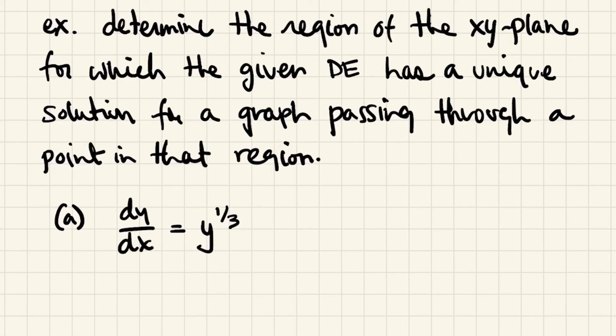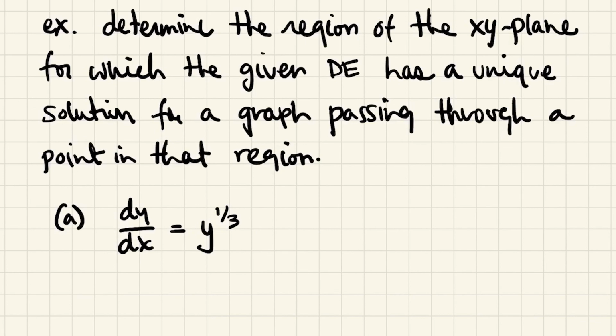What we're doing here is we're taking a differential equation, first order of course, and using the existence and uniqueness theorem, we're going to determine where in the xy plane we have points that, were we to build an initial value problem using those points, we'd be able to guarantee that a unique solution existed to that particular initial value problem.